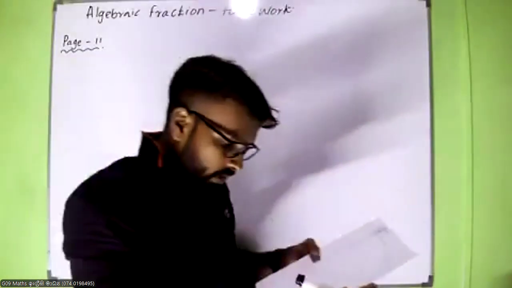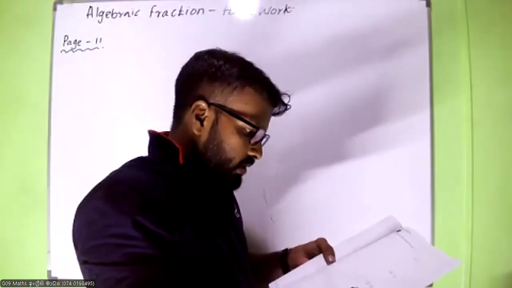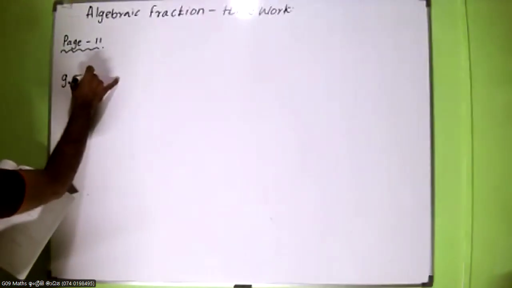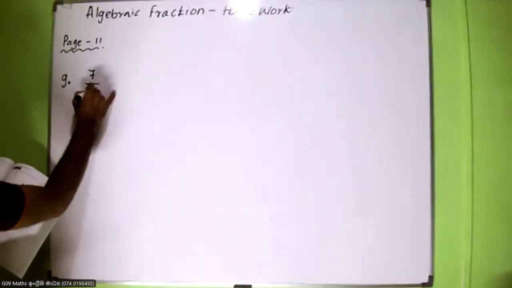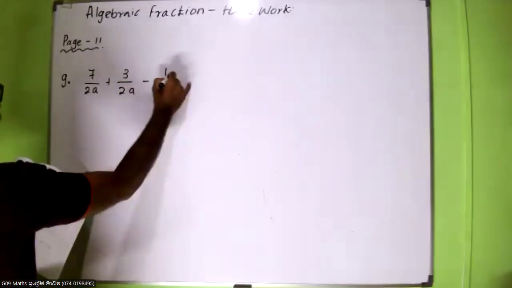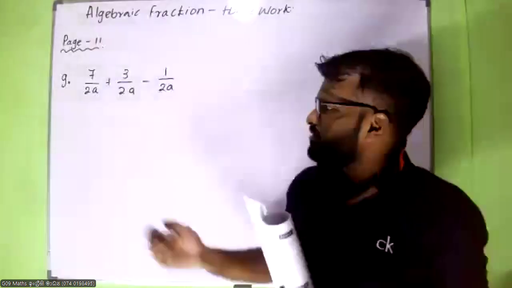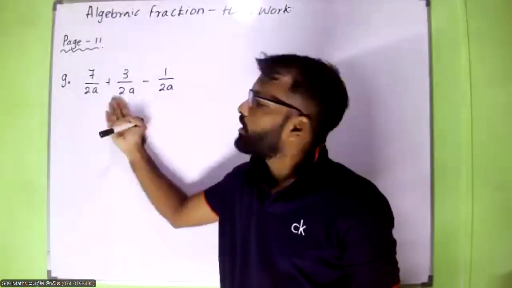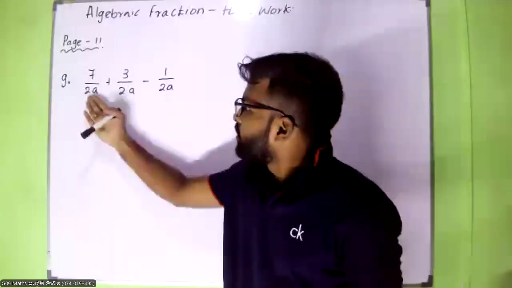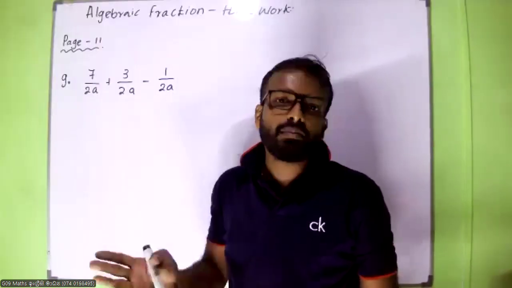On page number 11, I will do part G. Look at the question, guys: 7 upon 2a plus 3 upon 2a minus 1 upon 2a. Very easy. What can you identify about the denominators? 2a, 2a, 2a, just 2a. So the three denominators are the same.